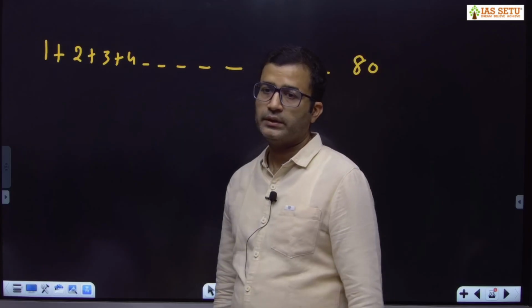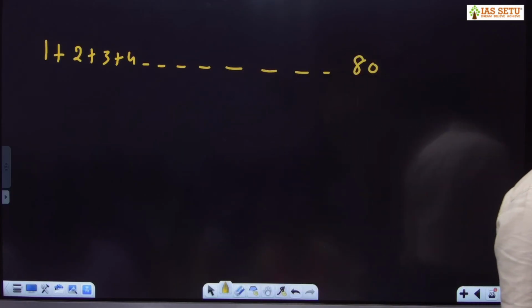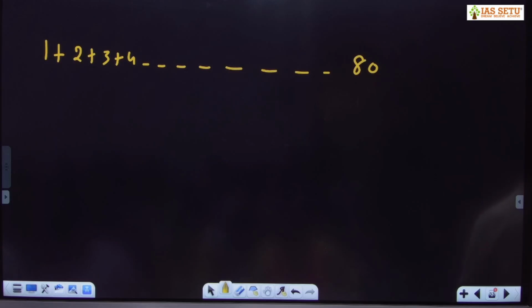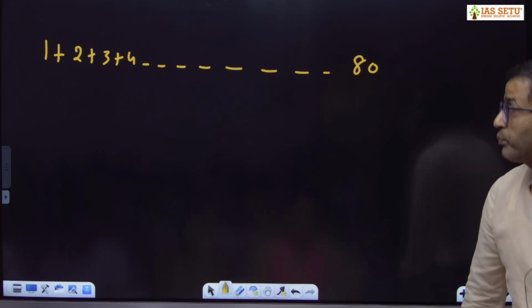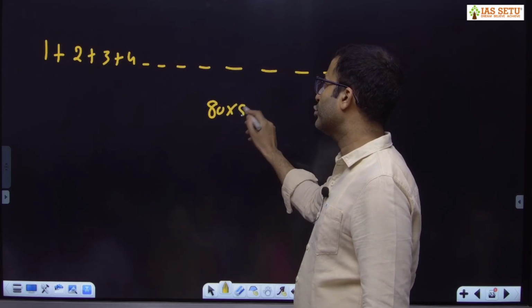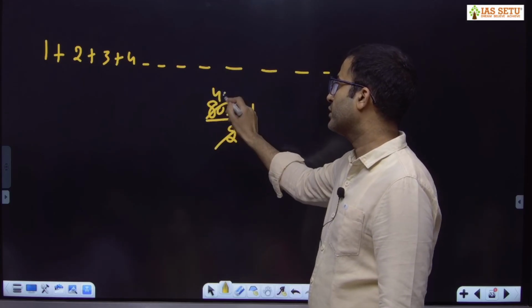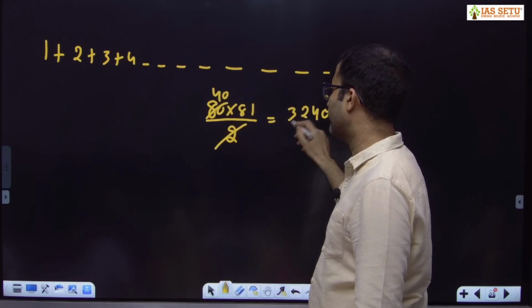Now next question. What about 1 plus 2 plus 3 plus 4 up to 80? Sum of first 80 natural numbers. Done. What is your answer? So now it is 80 into 81 divided by 2. So it is 40 into 81. It will come 3240.